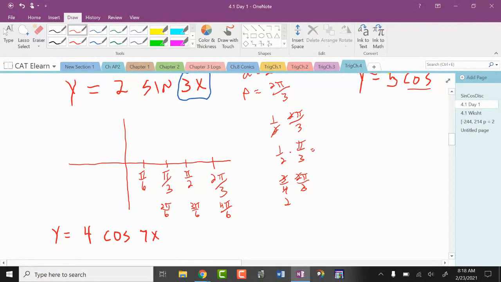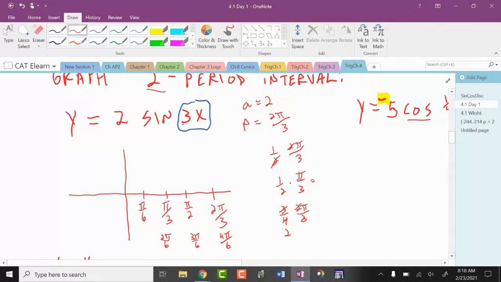So all that happens when the period changes with this b value here, you use the formula to change the period, 2 pi over whatever b is, and then you cut it into fourths. All right, so re-look at that, or else I actually have a couple more examples of this.